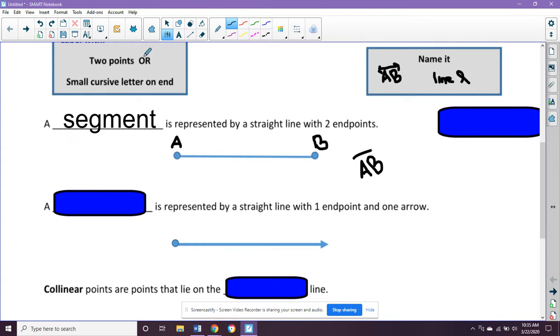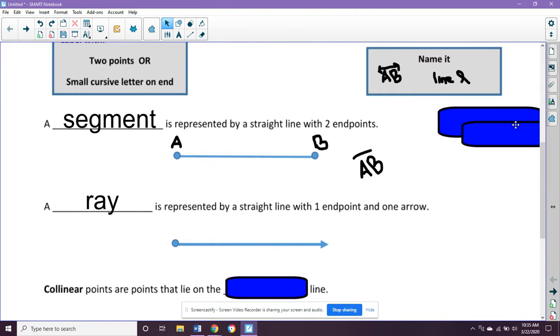Our third type of line is a ray. A ray is a straight line, has one endpoint that goes off with an arrow. So it's combining the line and the segment together.